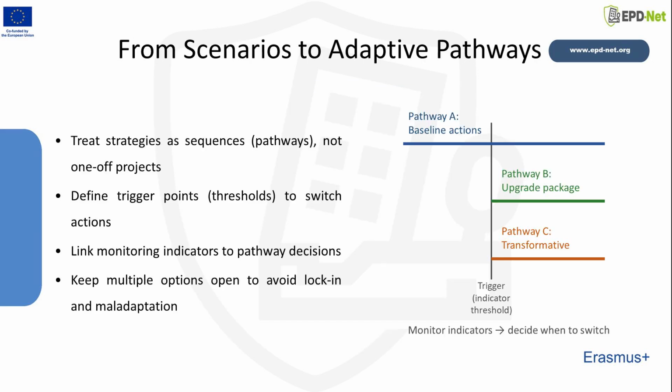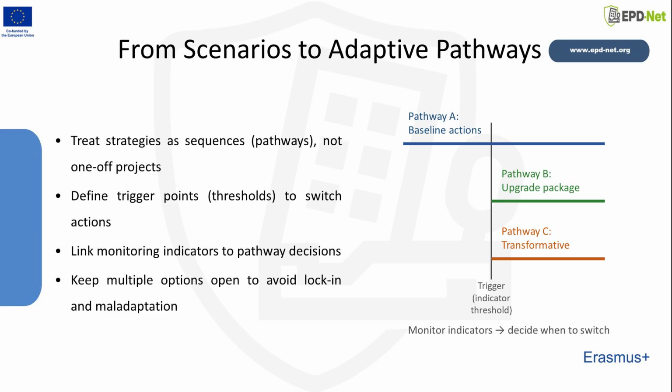Adaptive pathways extend scenario thinking by treating planning as a sequence of contingent decisions rather than a single fixed master plan. This is valuable under deep uncertainty, because no city can know in advance exactly when thresholds will be crossed or which combinations of hazards will become most severe. In a pathway approach, planners identify an initial package of actions that makes sense now, but they also define alternative branches that can be activated later.